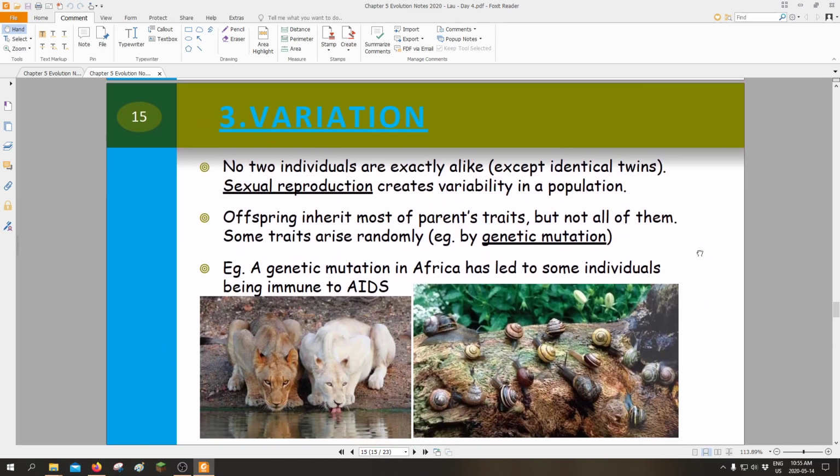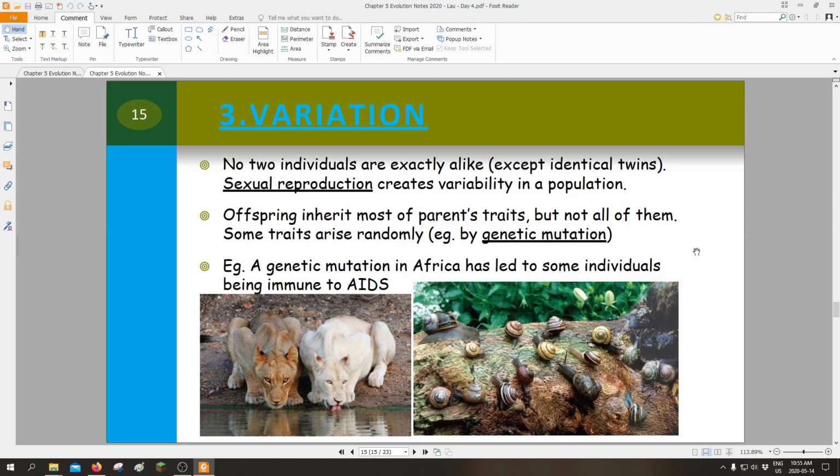All right, so variation is the third point. There's going to be a variety in different individuals of the same species, right? They are not always going to be alike. For example, some lions can be brown, and some lions, because of a genetic mutation, could be white, right?